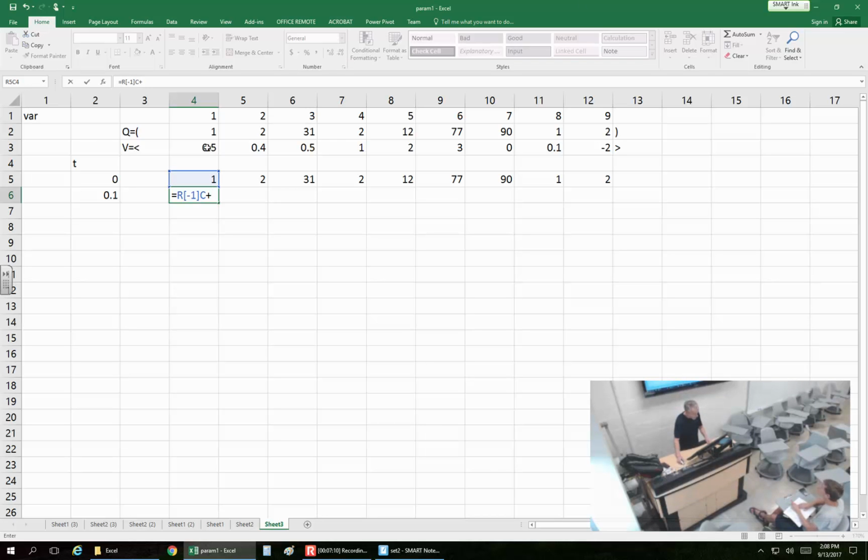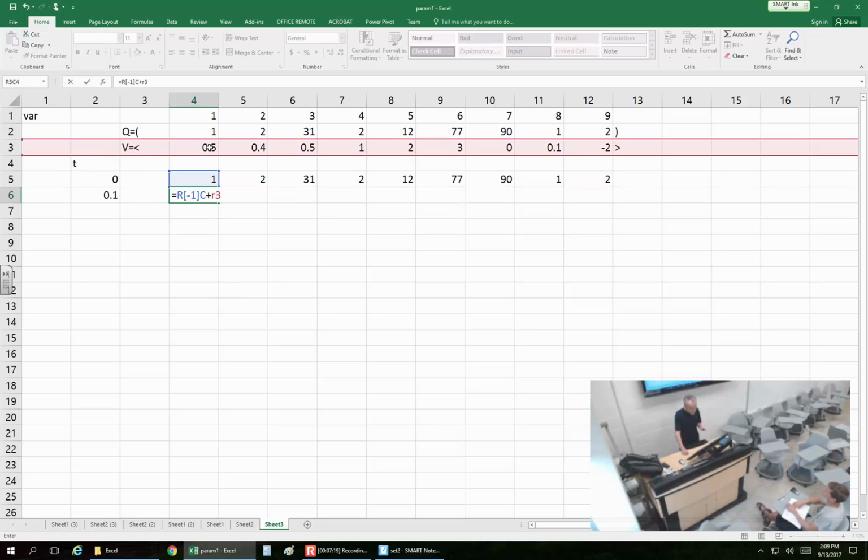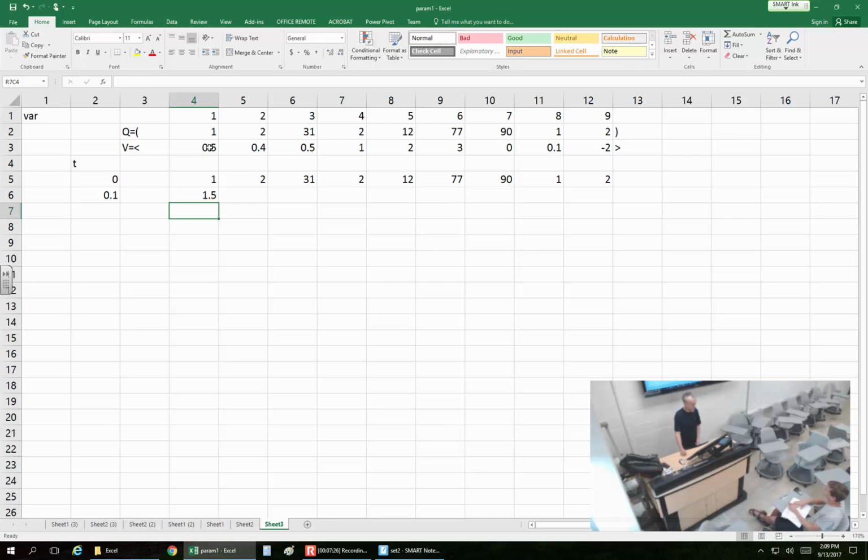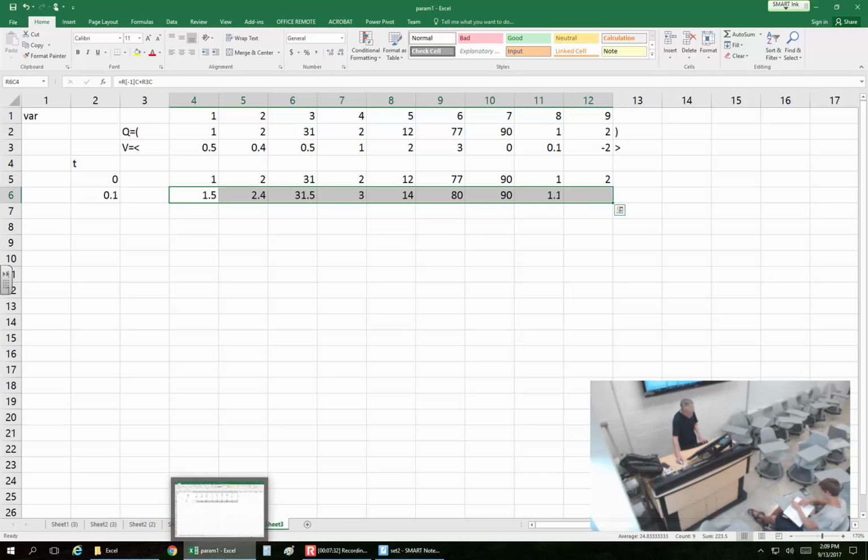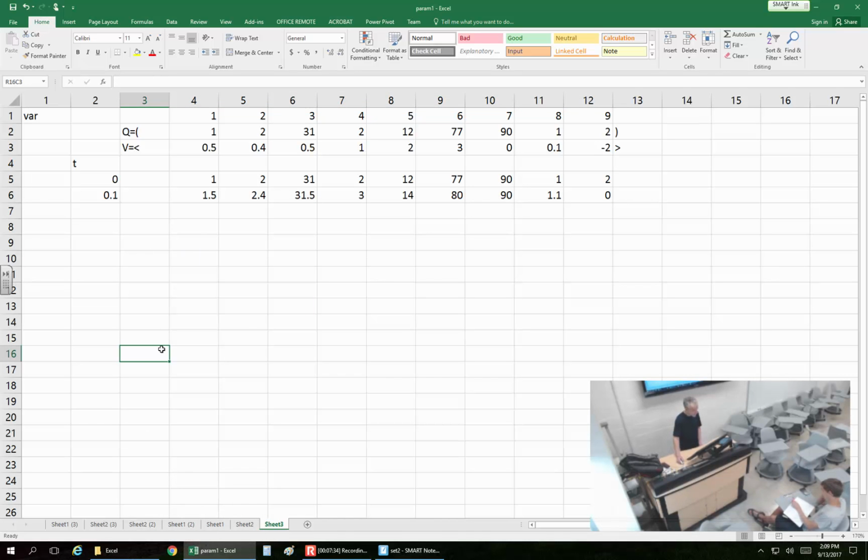Plus this one, right? Except I have to make a reference in a correct way, which will be R3C. Same column. So third row, same column. Okay, 1.5. Okay, let's confirm that if we spread it to the right. Okay, so these are the prices that will be 0.1 whatever hour or minute into the future of these commodities.